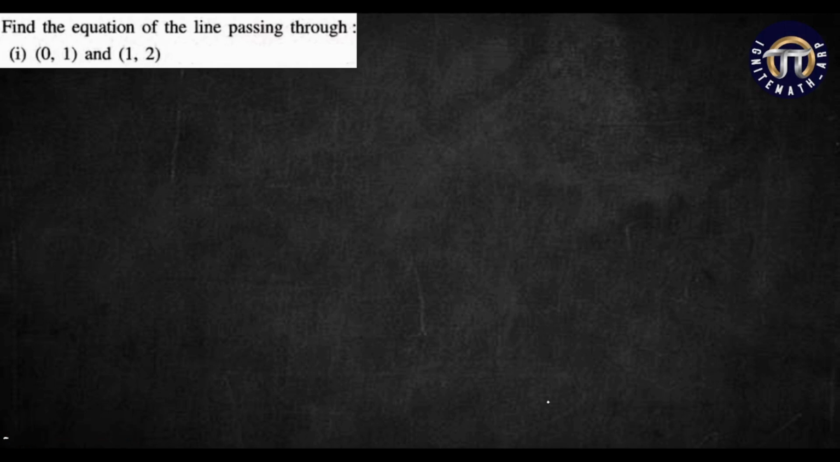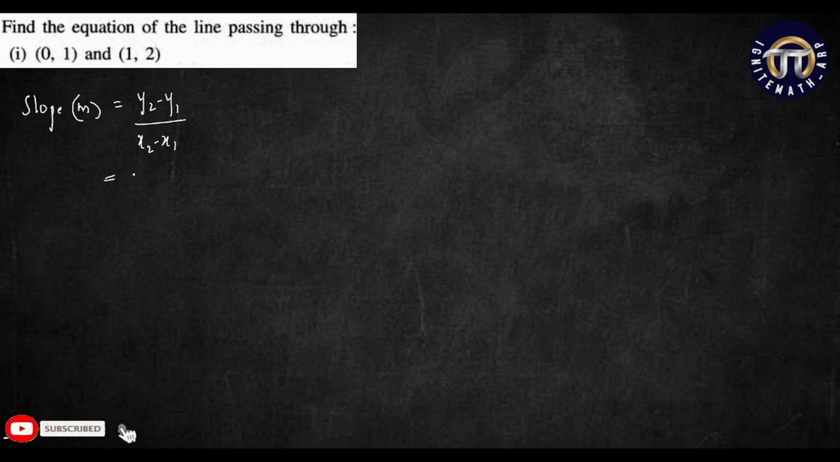Find the equation of the line passing through the given points. See here, the coordinates of 2 points through which the line is passing are given to you. So now I'll find out the slope of this line. Slope m is equal to y2 minus y1 by x2 minus x1, in the sense 2 minus 1 by 1 minus 0. So that is nothing but 1 by 1, which is equal to 1. Slope is equal to 1.